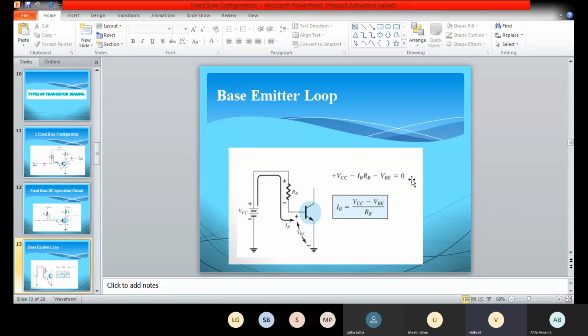VBE is taken as 0. The equation I have written is IB equals VCC minus VBE divided by RB. This is the base emitter loop.